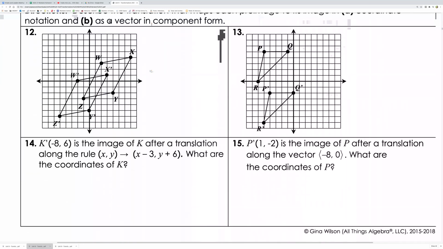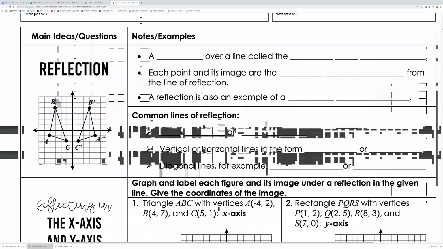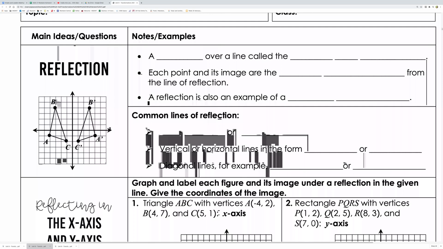All right, moving along. We're going to review reflection. Just a second. Pulling it up right now.